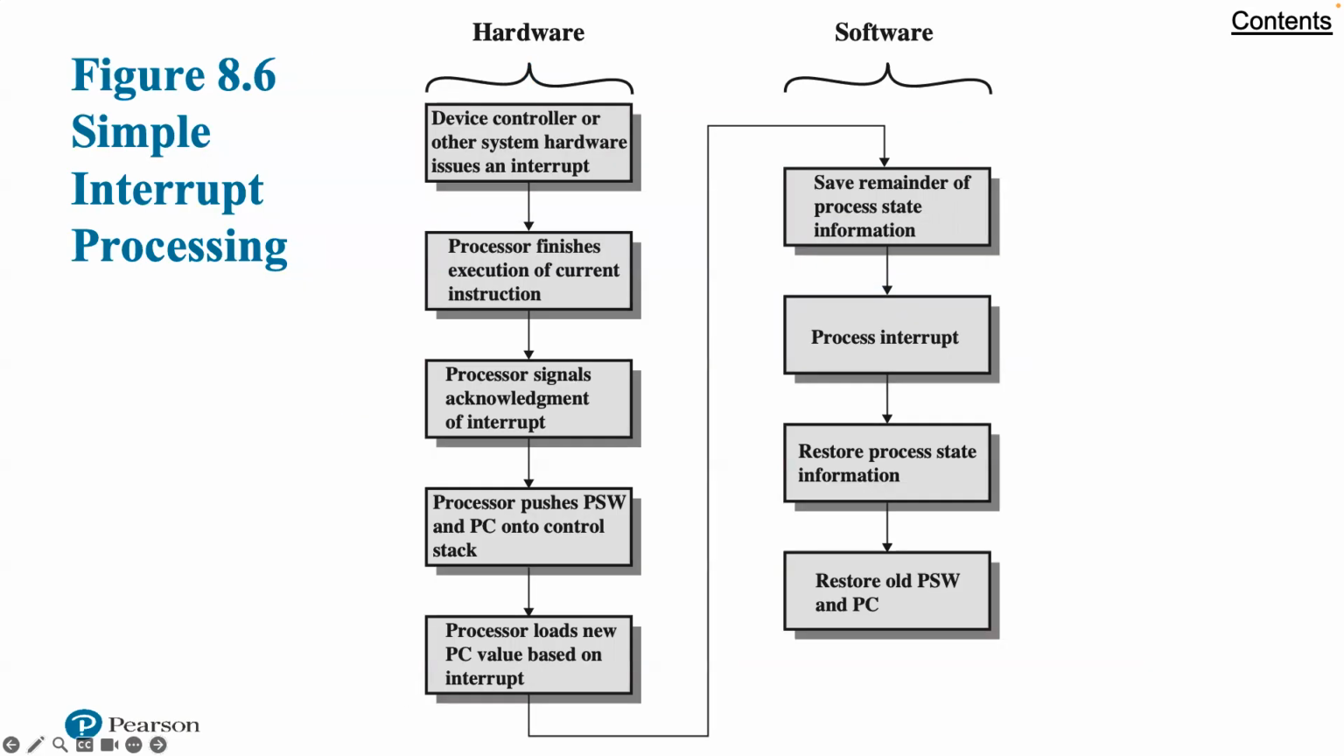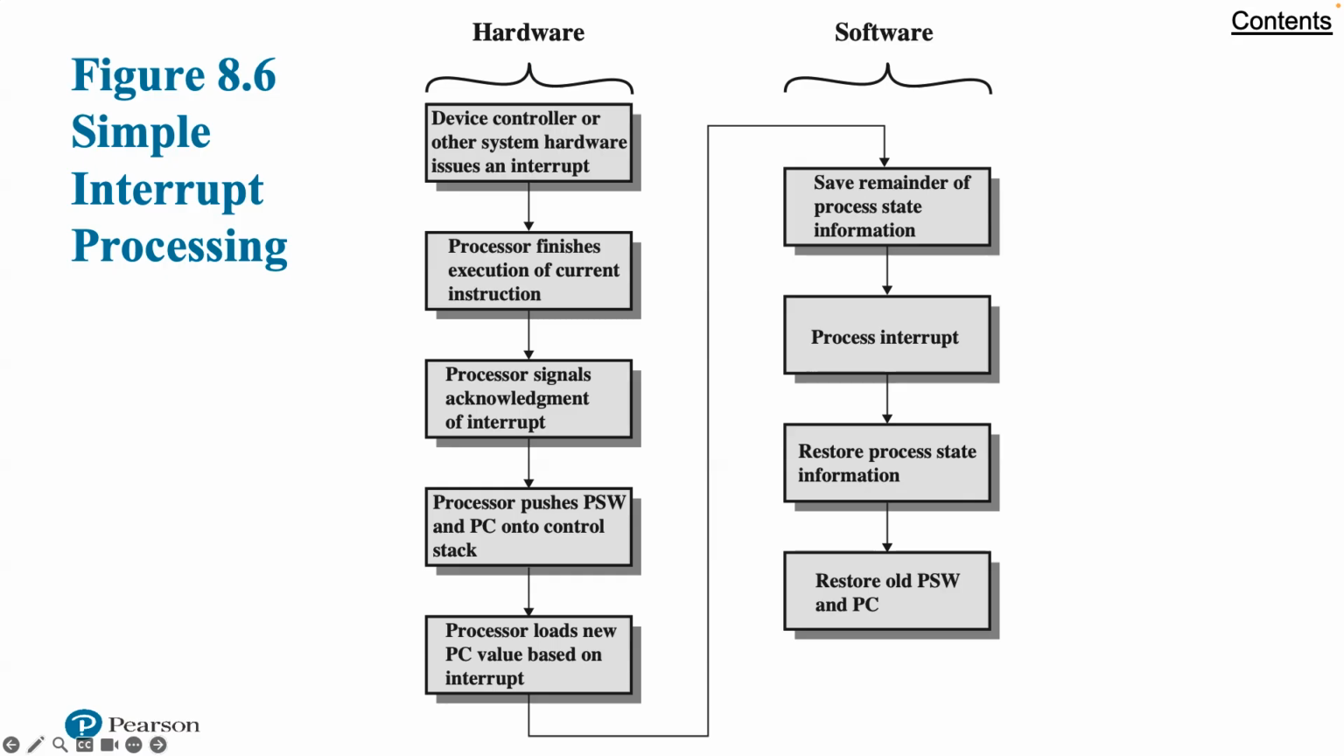Okay, let's discuss some simple interrupt processing. So let's consider the role of the processor in interrupt-driven I/O in more detail. The occurrence of an interrupt triggers a number of events, both in the processor hardware and in software. Figure 8.6 shows a typical sequence when an I/O device completes an I/O operation. The following sequence of hardware events occurs.